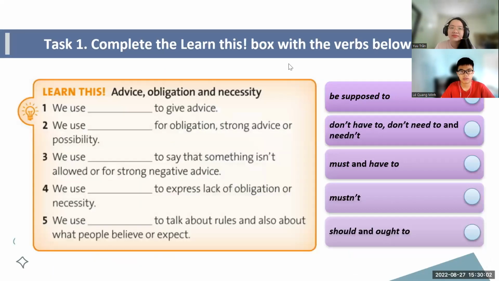Now, okay, once again, we use what to give advice. Can you give me a second? Okay, something at my door.